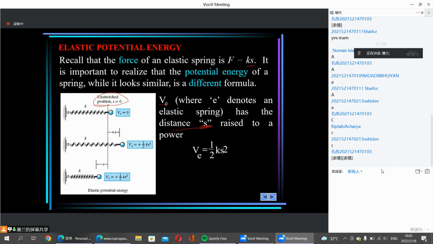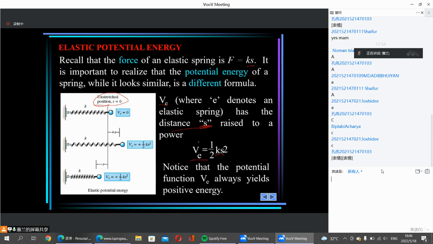Actually, the unstretched position works like the datum line for the potential energy of the gravity force. Okay, and then V_E, the potential energy of the elastic force, will equal 1/2 k s squared. K is the stiffness coefficient. S is the distance measured from the unstretched position. Okay, and so the potential energy of the elastic spring will always be positive.